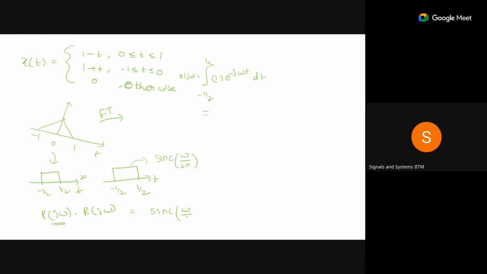So it will be sinc of omega by 2 pi, multiplied by sinc of omega by 2 pi. So it will be sinc square of omega by 2 pi. Did you understand how we got this? We just used the properties, so it becomes very simple. Any doubt in this? Can I proceed to the other problem?